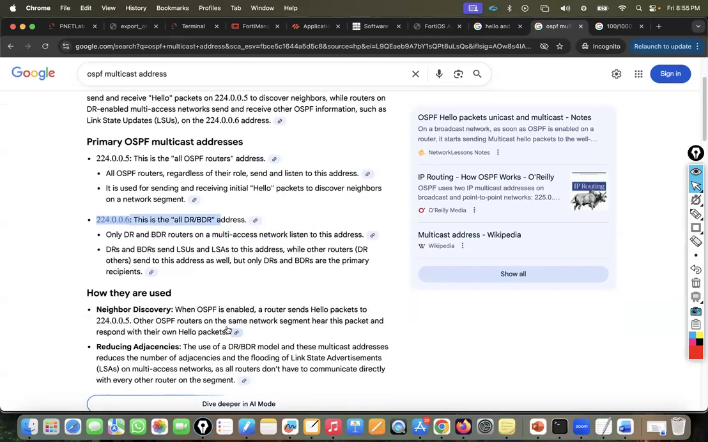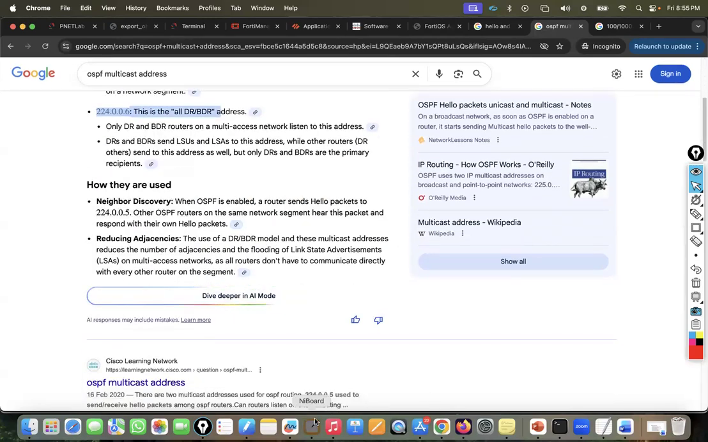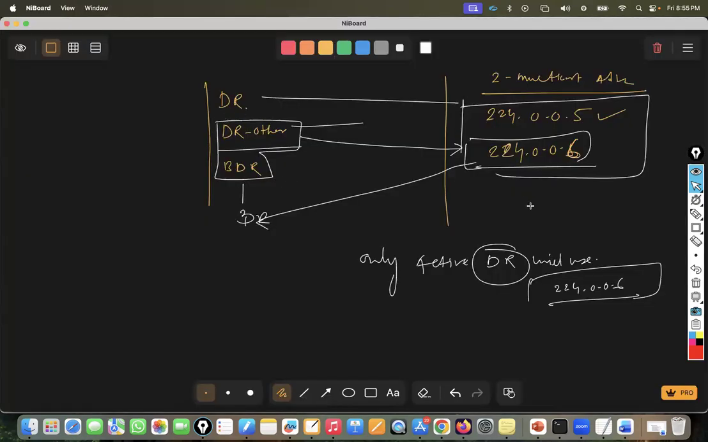Clear? Yes, sir. So you have to take special note of these two multicast addresses. Whenever you configure OSPF for the very first time, even before we have the DR and BDR, they will by default use this multicast address. I will show it in the lab also. Let me show something else. Let me open a book as well. Give me 1 second.